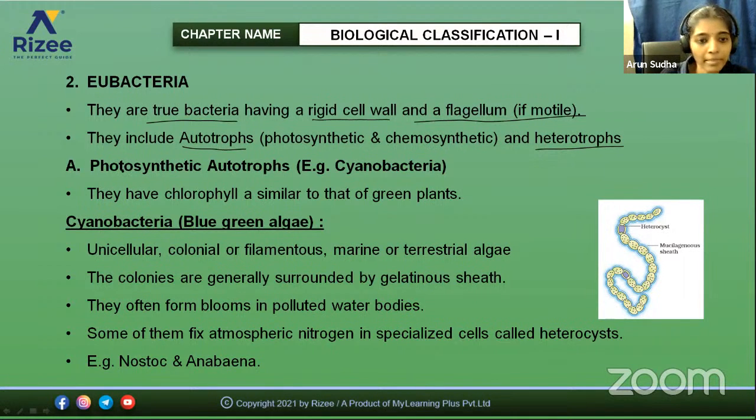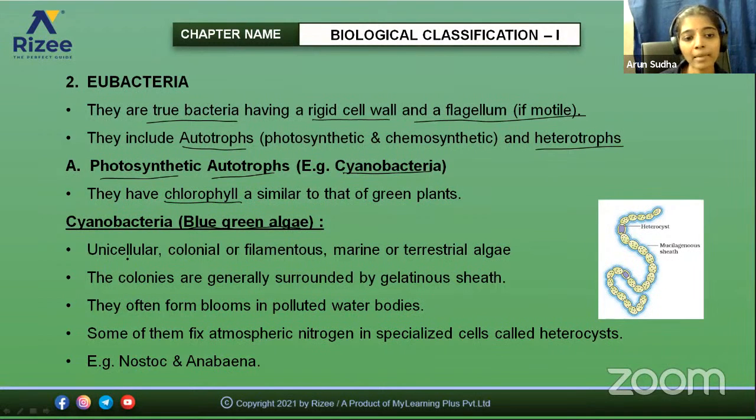So the first category is the photosynthetic autotrophs. Example is cyanobacteria. Cyanobacteria is also called blue-green algae. You would have heard about cyanobacteria. They are similar to plants in that they are able to photosynthesize. What is the reason for it? Because they contain the pigment chlorophyll a, similar to that of green plants. So they can photosynthesize and produce their own food.